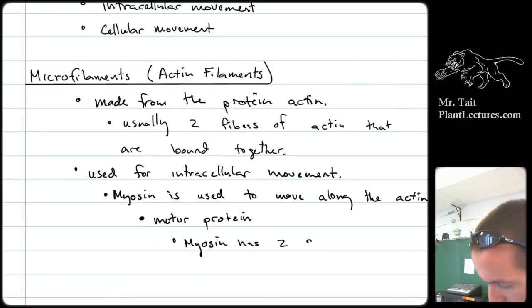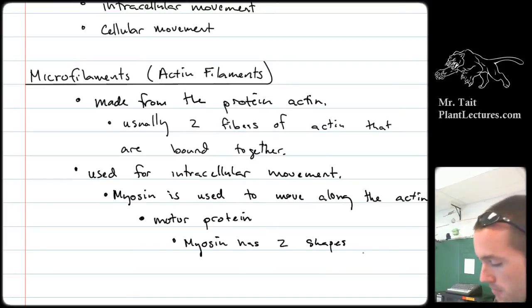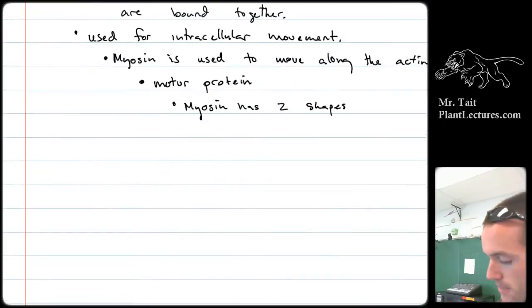Okay, so myosin has two shapes. One of those shapes is for when it has been phosphorylated, when it has ATP added to it. And the other shape is for when it hasn't been phosphorylated. Okay? So we call those the conformational shapes of myosin. But we're going to do a little drawing here. I'll show you sort of how it works.